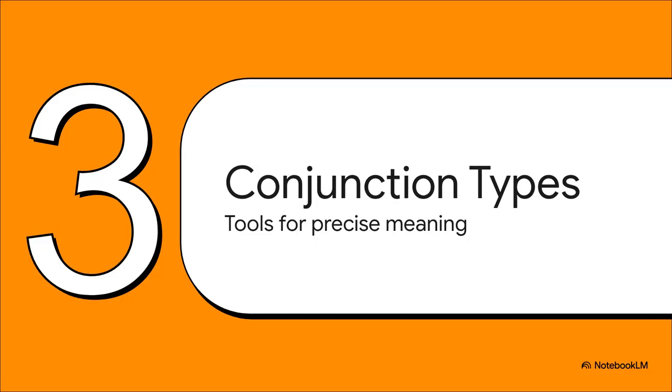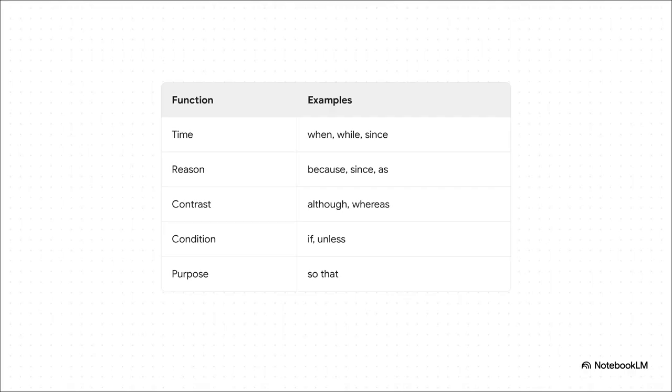Moving on to Section 3, Conjunction Categories and Functions. Let's take a quick tour of the different types of bridges we can build. What's really fascinating here is how neatly we can categorize all these conjunctions based on exactly what job they do in your sentence. We've got time markers, reason markers, contrast, condition, and so on. Now don't worry, you don't need to memorize this whole table right this second, but just appreciate the sheer variety of tools you have in your toolbox. Let's zoom in on a few of the most useful and sometimes kind of tricky ones.